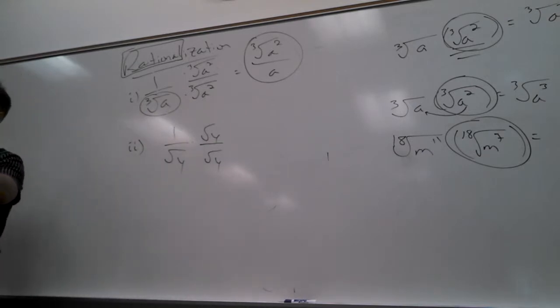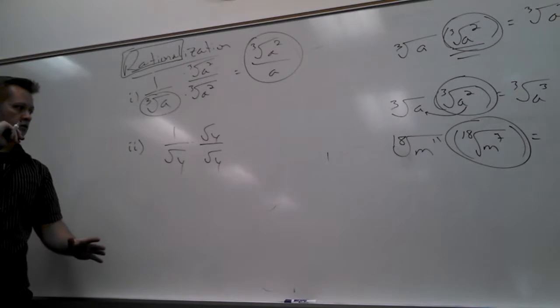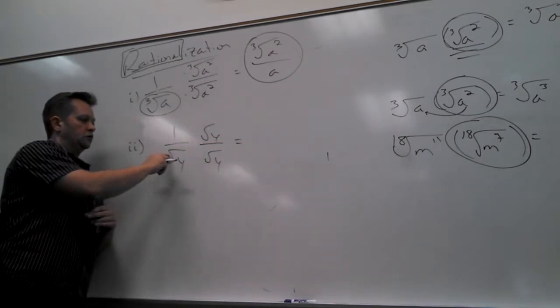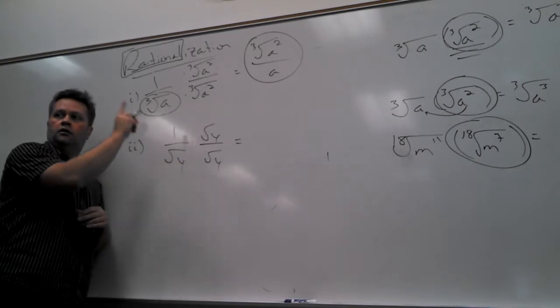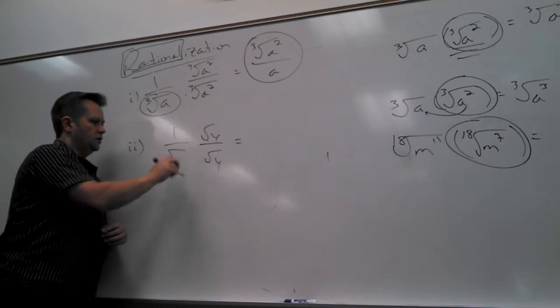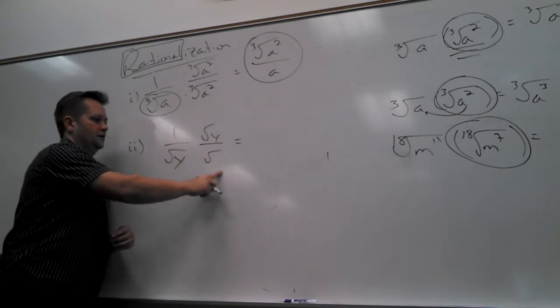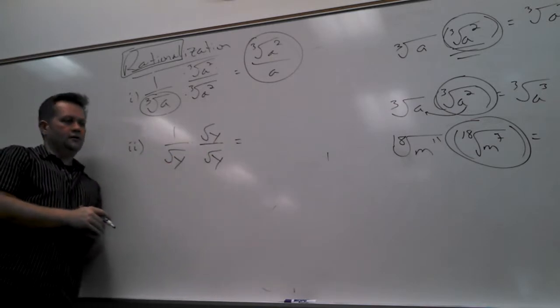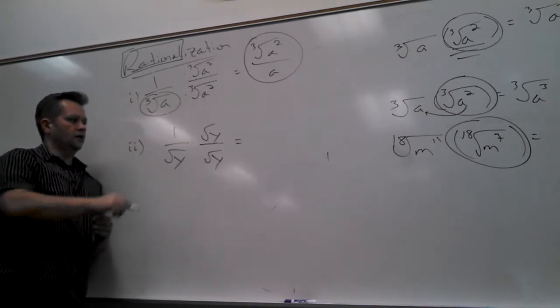Yes? Why'd you do that for number 2? What do you mean? Why'd you times it by that? Why can't I not do the square root of y? Because there's only one y. Okay, that makes sense. So then what do you get here?